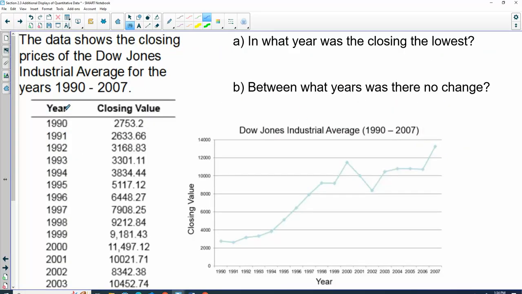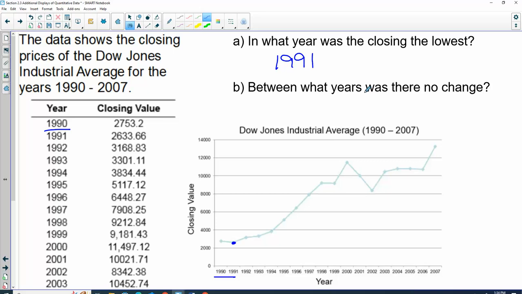So if I look at this one, this data shows the closing price of the Dow Jones from 1990 to 2007. And so my year, 1990, is on my x-axis. My value is on my y. And you just connect them with a line. In what year was the closing the lowest? 1991. Yeah. Like our lowest, so 1991.